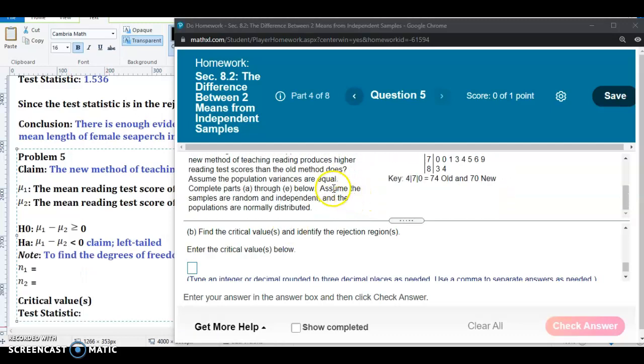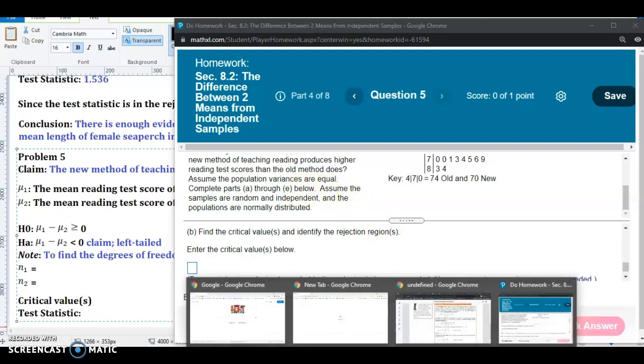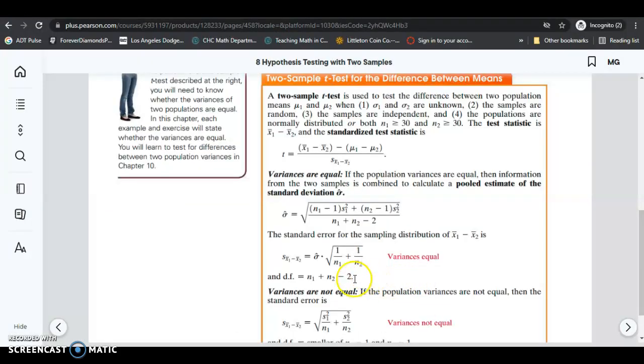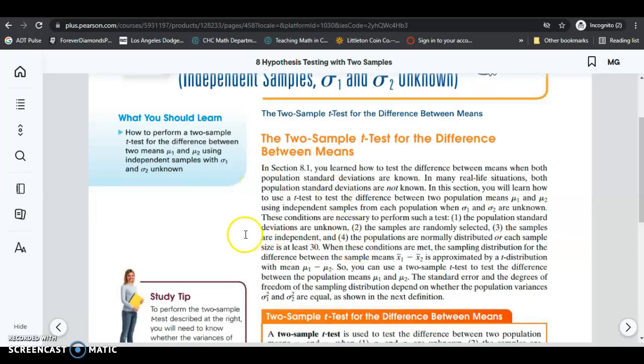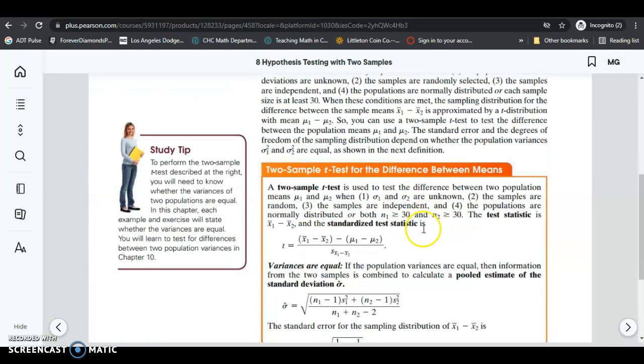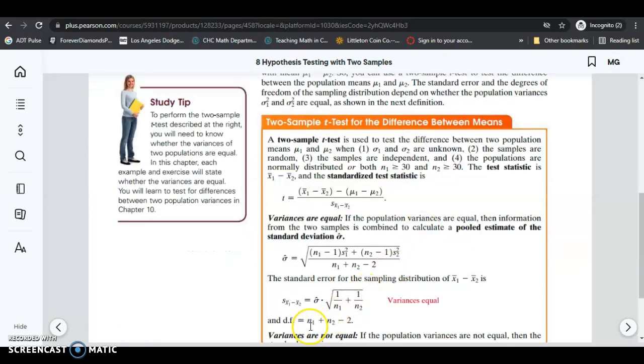So when the problem says that the population variances are equal, there's a specific way in which we get the degrees of freedom. Remember, n1 is the size of the first sample, and n2 is the size of the second sample. According to the book, on page 428, the degrees of freedom for this hypothesis test, when we assume the population variances are equal, is n1 plus n2 minus 2. We did this in the previous example.